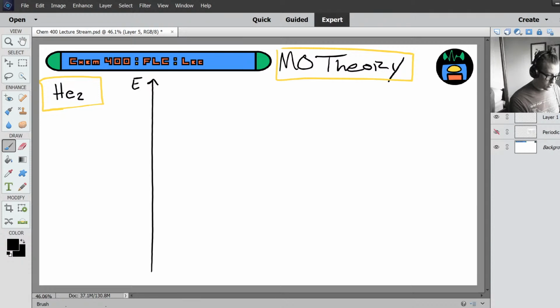So energy is on the y-axis. Again, helium, just like hydrogen, if you look at its electron configuration, it's 1s2. So the only orbital we have in play is the 1s orbital. For each helium atom, the only orbital we have to worry about here is the 1s.